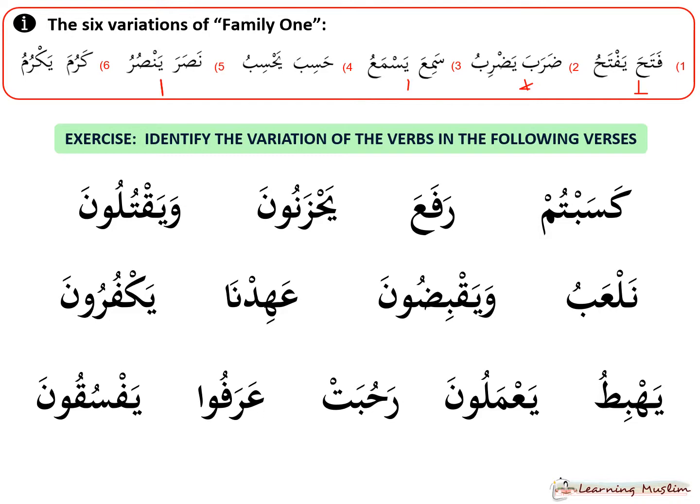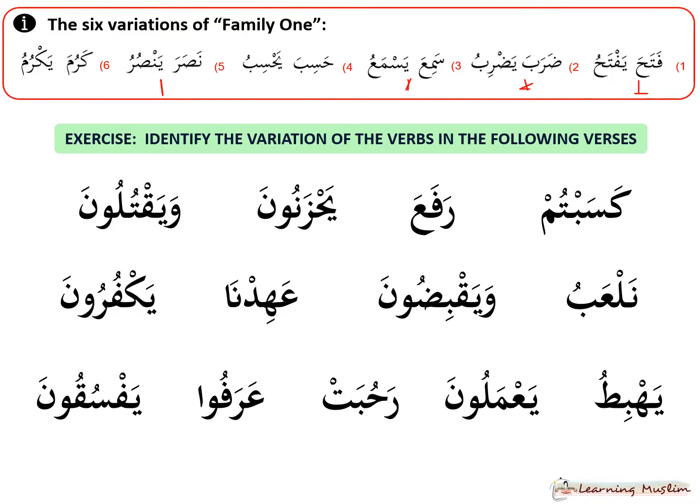Next one, yaqtuluna, present tense. The ain kalima is a dhamma, so it can either be nasra yansuru or karuma yakrumu. In the dictionary, you'll find it as qatala yaqtulu, which would be then of the variation nasra yansuru. Next one, nal'abu. The ain kalima is a fatha, so it can either be fataha yaftahu or sami'a yasma'u. If you go to the dictionary, you will find it as la'iba yal'abu, so sami'a yasma'u, that variation.